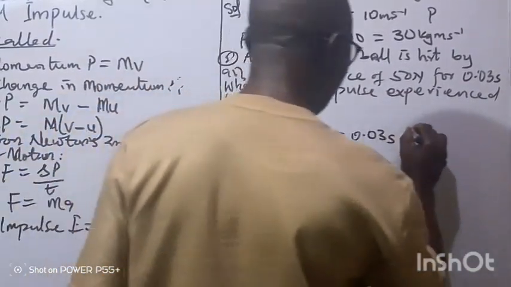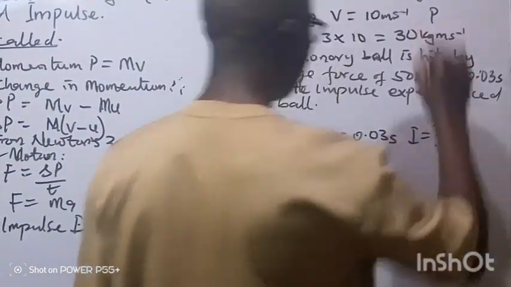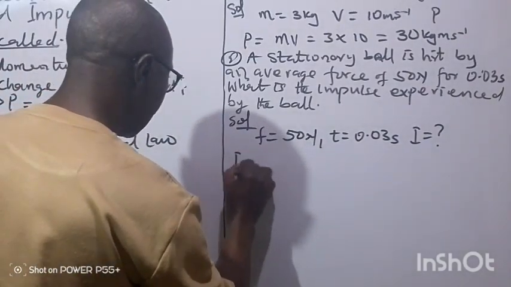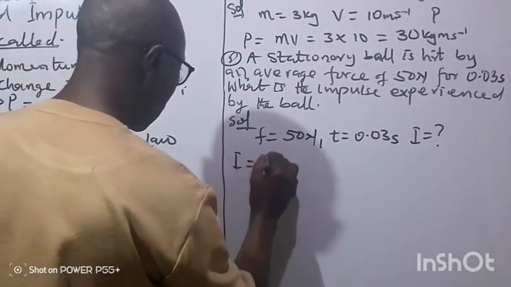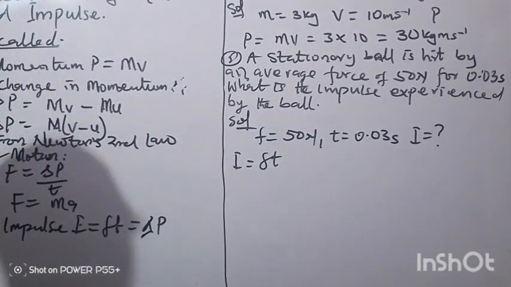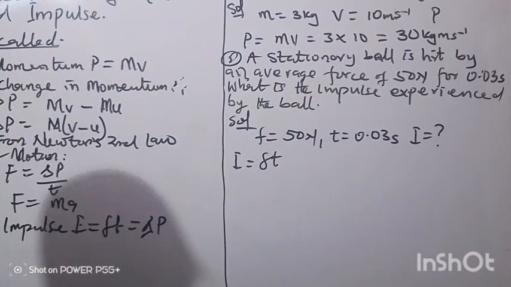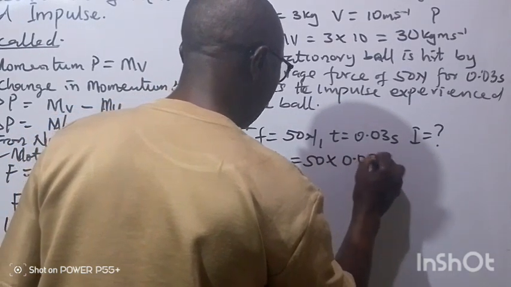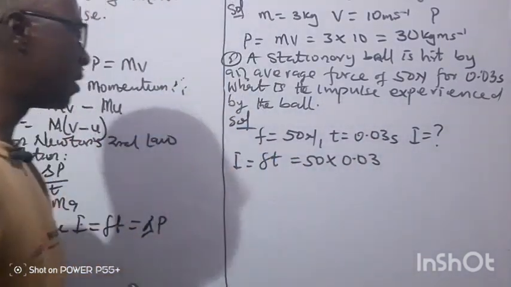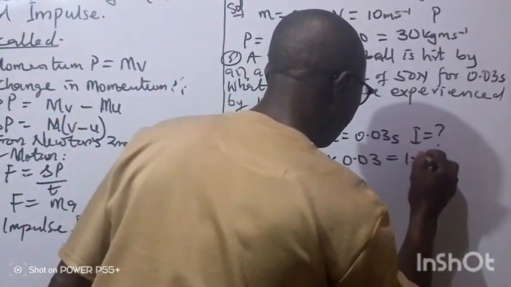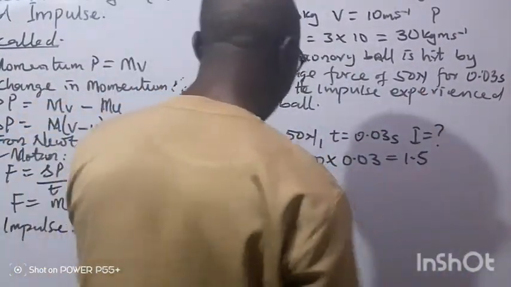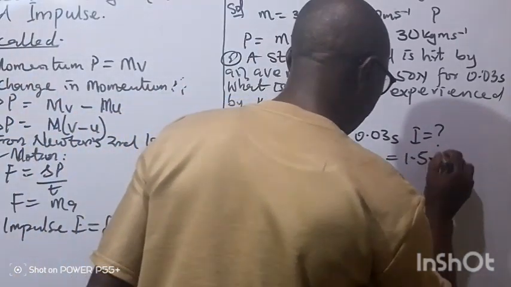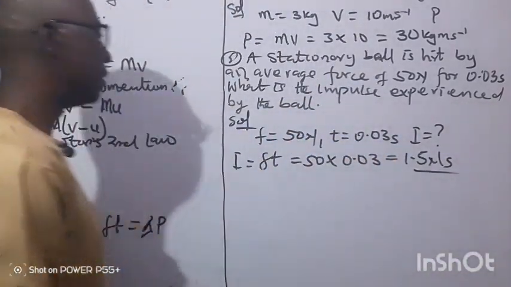Then we now have to calculate impulse. According to the formula, impulse I will be equal to Ft, that is force multiplied by time taken. F is given as 50, so that's 50 multiplied by 0.03 seconds. And the answer will give us 1.5 Newton second. 1.5 Newton second is the unit of impulse.